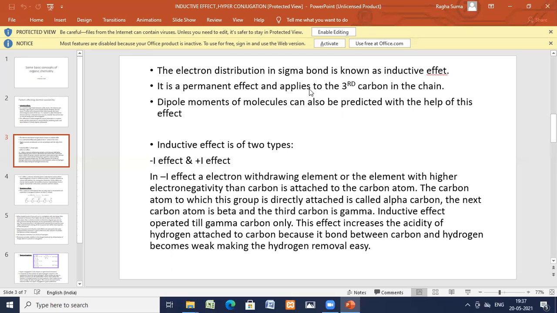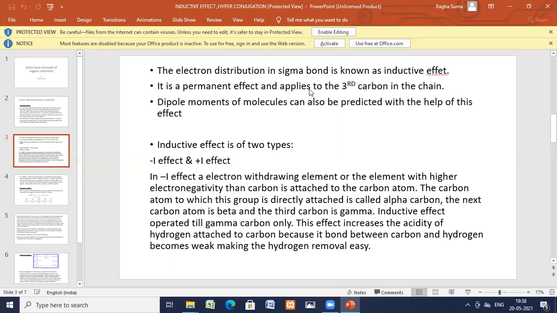This effect decreases if the distance between the atom groups increases along the carbon chain. And if the compound has more than 4 carbon atoms, this effect becomes zero at the fourth carbon. In the above, we can see different examples.